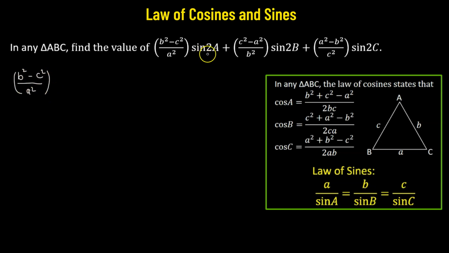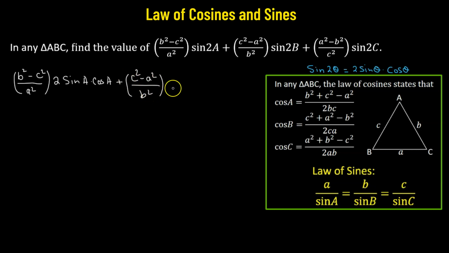Now we're going to break down the value of sine 2A using the formula. Whenever we have sine 2 theta, that becomes equal to 2 times sine theta times cosine theta, which gives us now the value 2 times sine A times cosine A. We will be able to use the value of sine A and cosine A using the law of sines and cosines. Coming to the next term, we have (c squared minus a squared) divided by b squared.